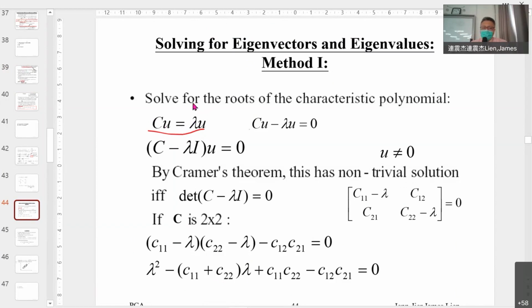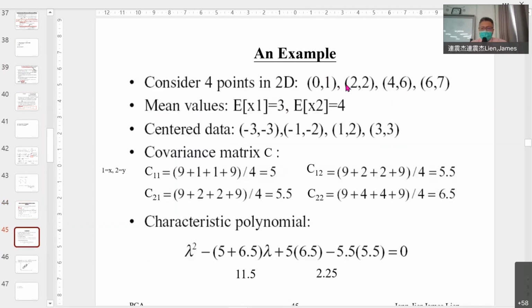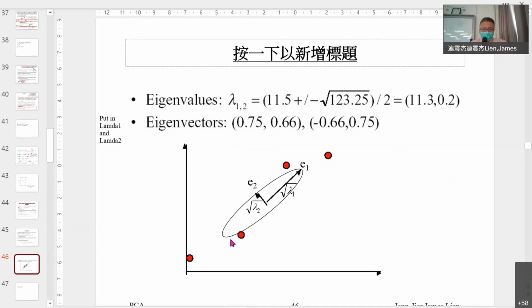So how can we solve? We already know C. So how can we solve U and lambda? So use this one. After we solve this one, suppose we have an example. Suppose we have 4 points, and 4 points like this one: 1, 2, 3, 4.